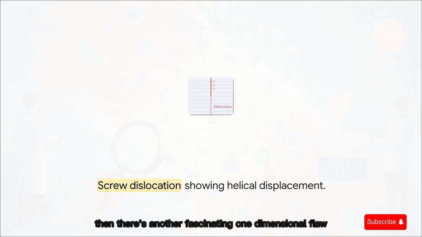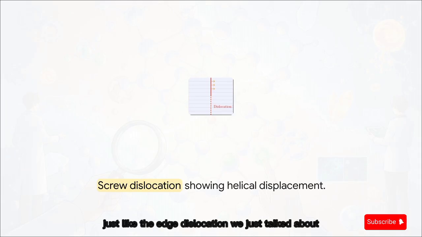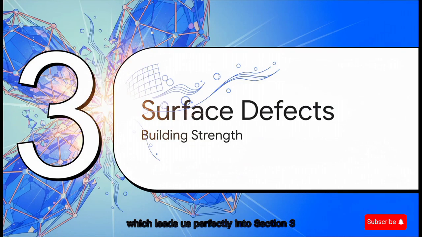Then there's another fascinating one-dimensional flaw called the screw dislocation. This one is caused by shear stress, a twisting force that literally twists the planes of atoms into a continuous spiral staircase pattern right along the defect line. Just like the edge dislocation we just talked about, this helical slip allows the metal to deform and absorb stress rather than violently shattering. Which leads us perfectly into Section 3, boundaries that build strength.